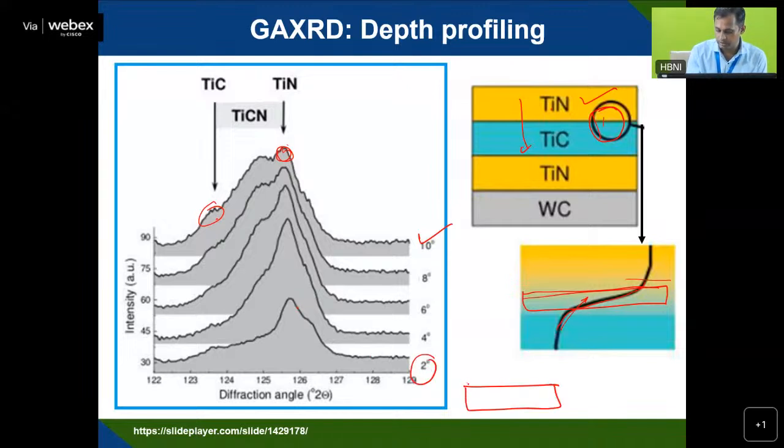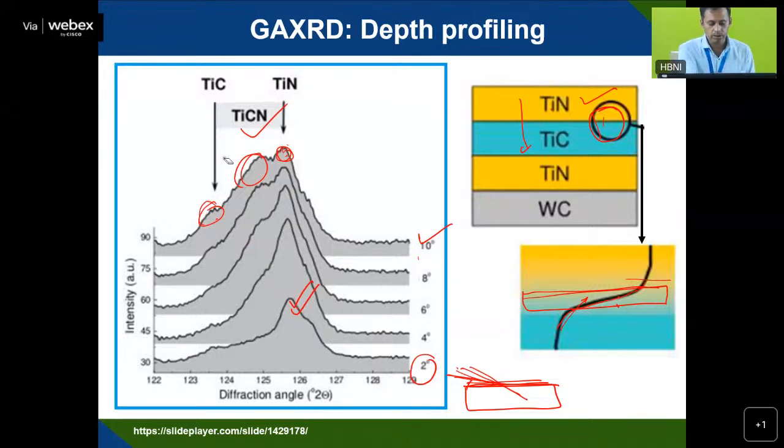This is the substrate, and this is the thin film on this surface, and the angle is very low, 2 degrees. You are able to see here that mostly the titanium nitride peak is there. When you keep on increasing the angle of incidence, your penetration depth increases. Because of that, you can see how this peak is diminishing, and this additional TiCN peak appears. Those peaks are intermetallic, the in-between structure TiCN is being produced, and then when you go a little deeper, the TiC peak is seen.